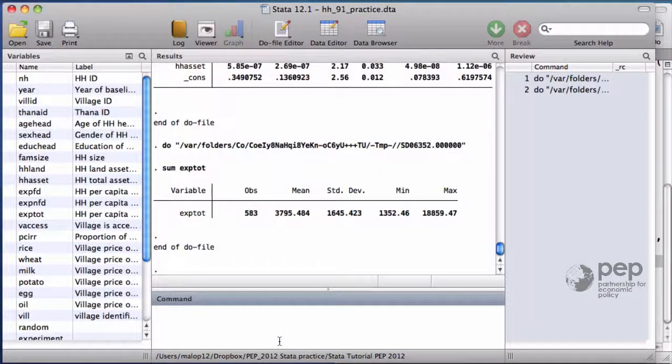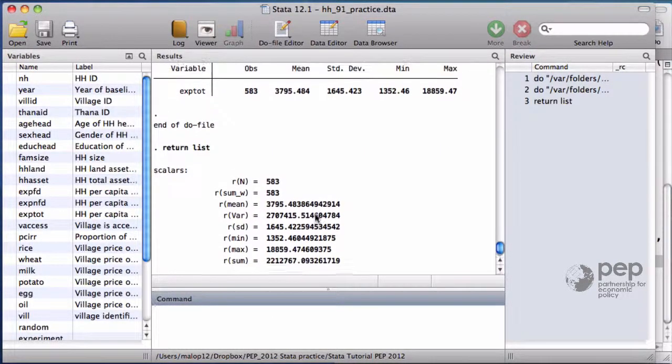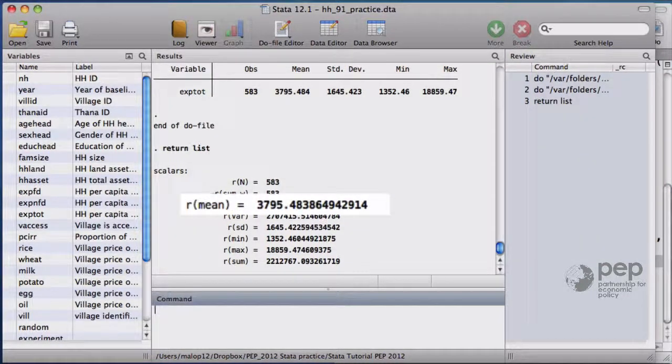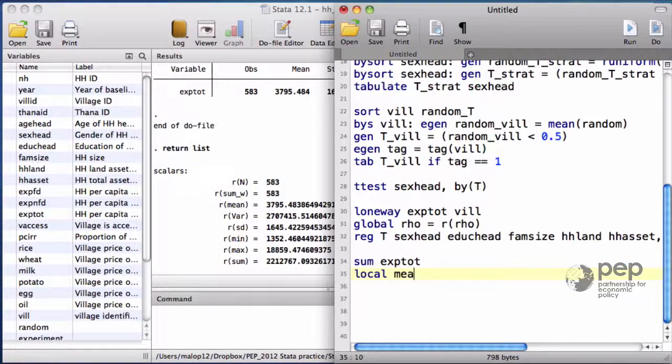Remember that Stata holds in memory some results right after executing a command. To see what's in memory, I say return list, and I can see that the average expenditure is under the name r(mean) and the standard deviation under the name r(sd). Let me save those two values using macros. The local mean0, the mean outcome, will be equal to r(mean), and the local macro sd0 will be equal to the standard deviation r(sd).